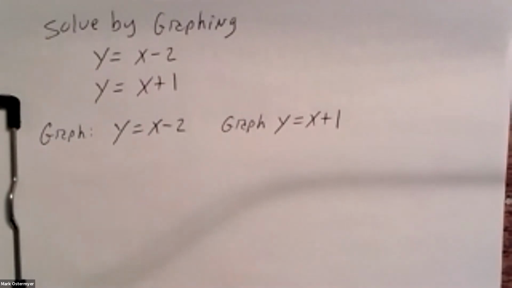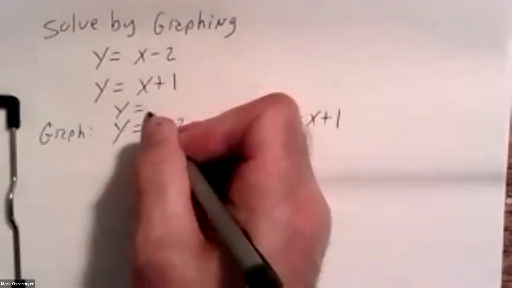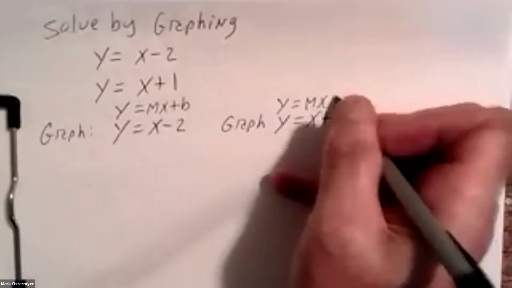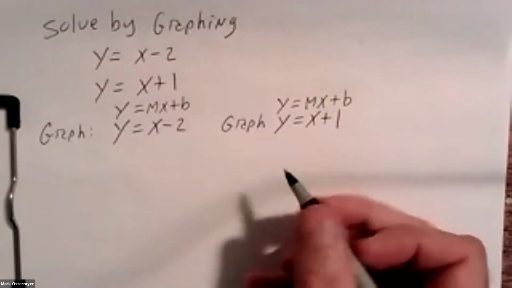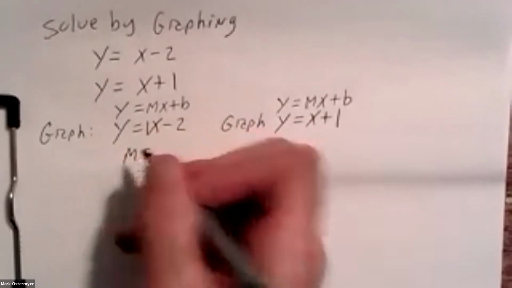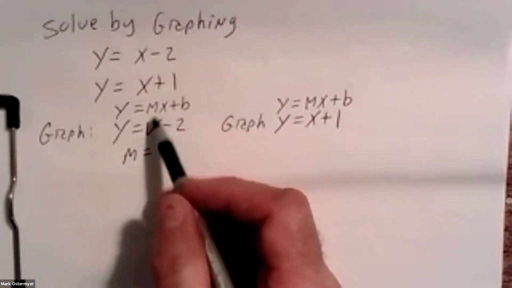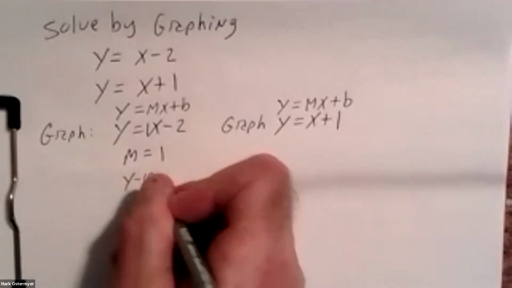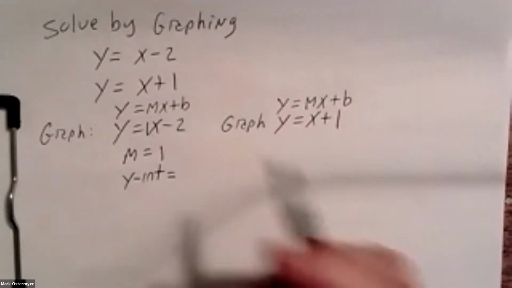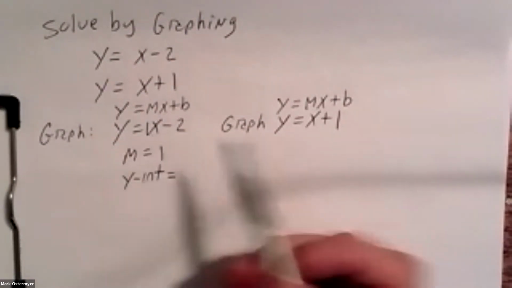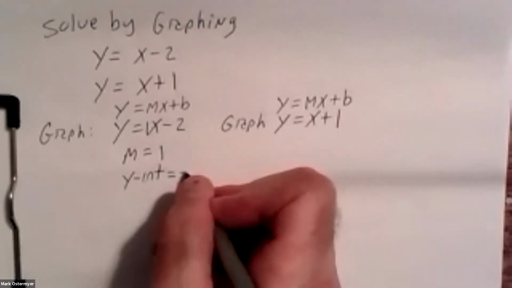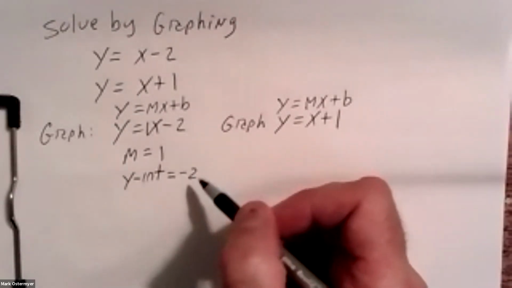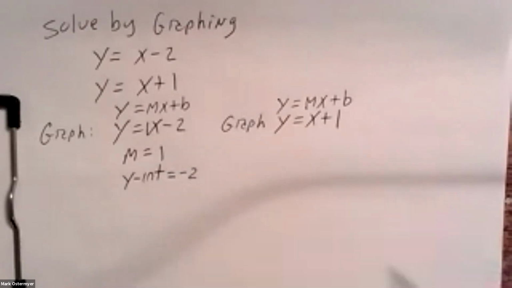We're lucky because both these equations are in what form? They're both in slope-intercept form. So what's the slope of this first line here? This first equation? Slope is 1. What's the y-intercept? What's the y-intercept of this equation? -2. That should be enough information to graph that. Do you agree? Y-intercept of -2 and slope of 1.